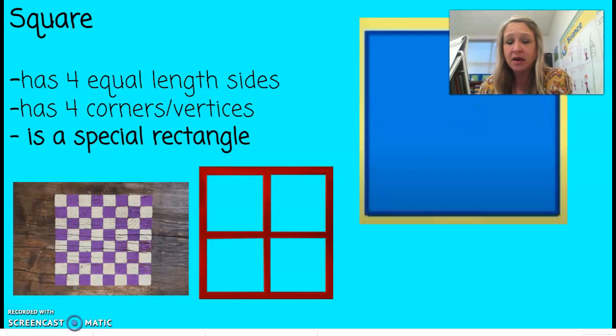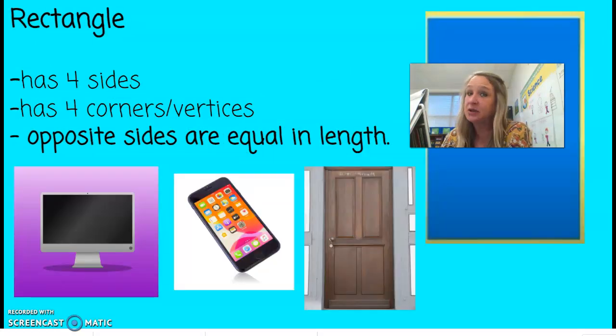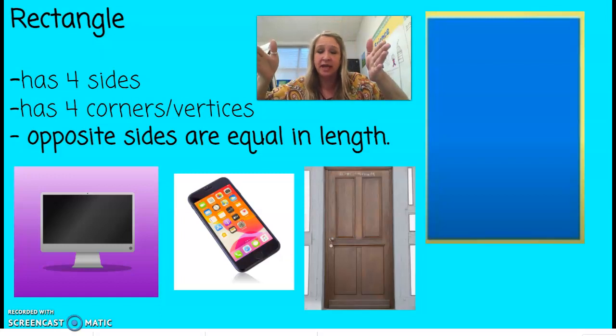Square. Say square. A square has 4 equal length sides, 4 vertices and is called a special rectangle. Rectangle. Say rectangle. It has 4 sides. It has 4 vertices. And it has opposite sides that are equal length. These sides are equal and these sides are equal.